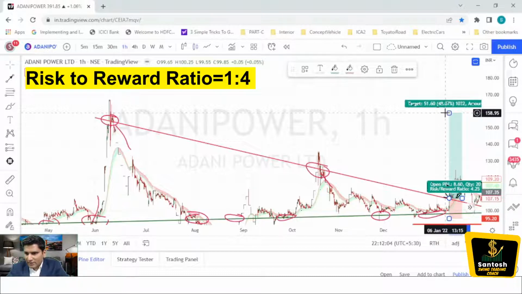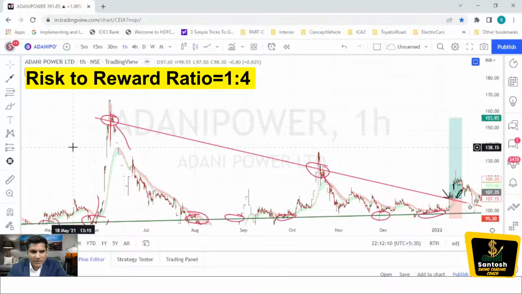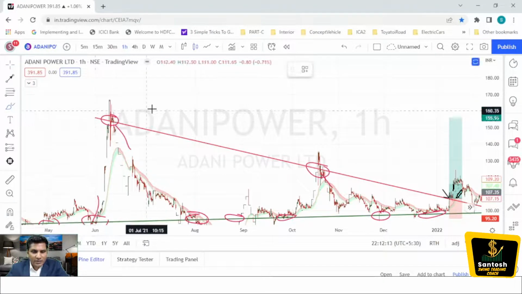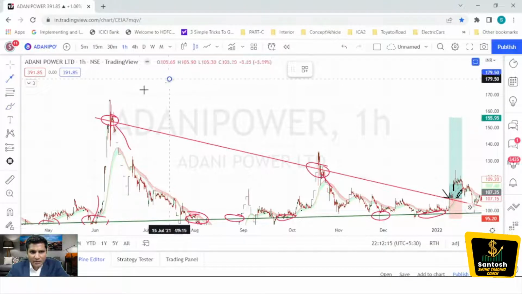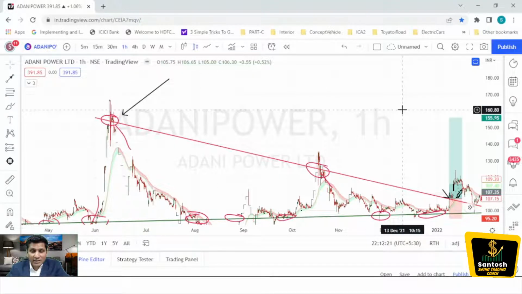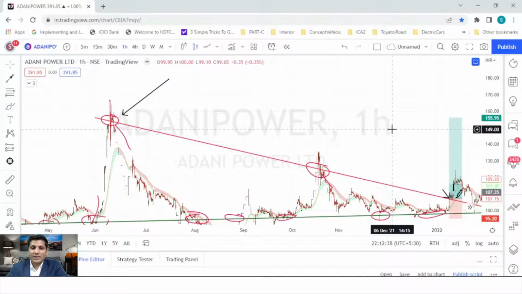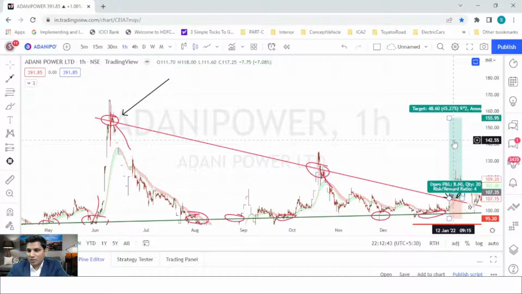The reason for looking for a 1:4 trade is, one, I was thinking the stock should again test this previous high. That is the one more reason I was looking for. I was expecting the price to test this high. So that is the reason I was looking to hold the stock until it reaches 1:4. Now let us see whether the stock has reached the target of 1:4 risk to reward ratio or not.